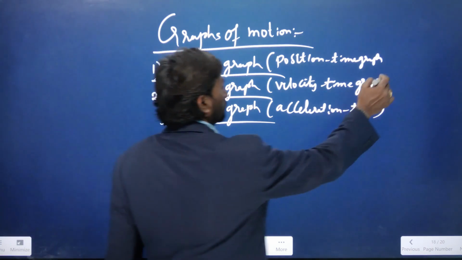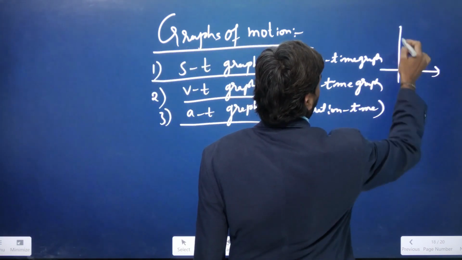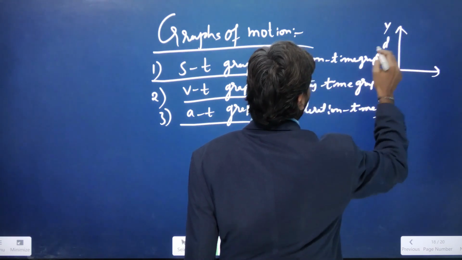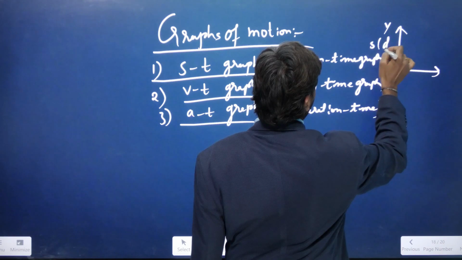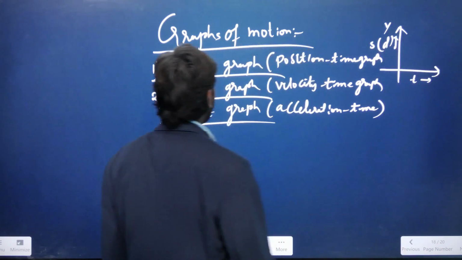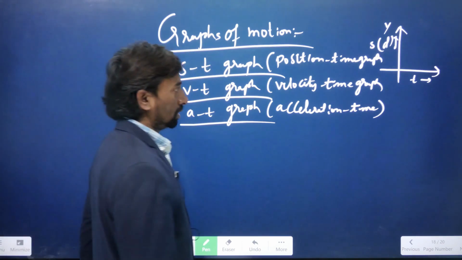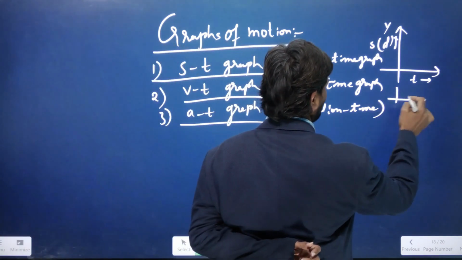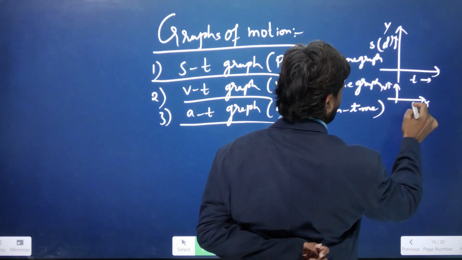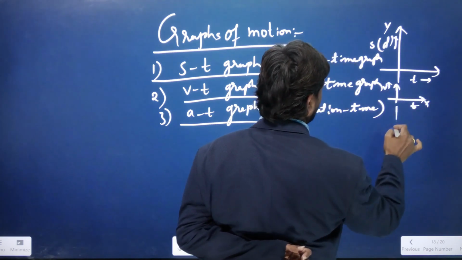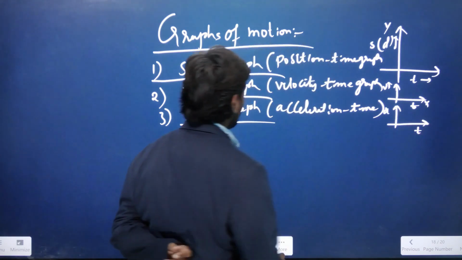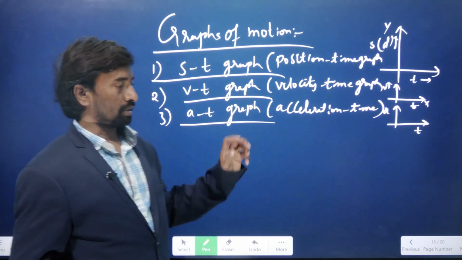If on the y-axis the displacement or the distance is taken, which we can represent with s also, and the time is taken on the x-axis, then that is called the distance time graph. If velocity is taken on the y-axis and time on the x-axis, it is the velocity time graph. And if acceleration is taken on the y-axis and time on the x-axis, that is the acceleration time graph.